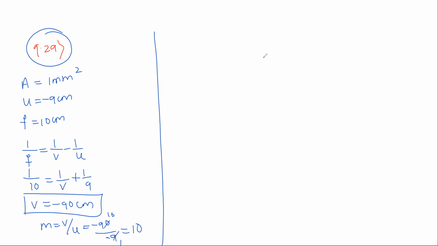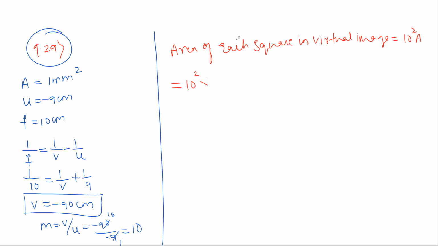So next we have to calculate the area of each square in virtual image. That is given by 10 square into A. So 10 square into 1, 10 square means 100, multiplied by 1 is 100. So that is 1 centimeter square.